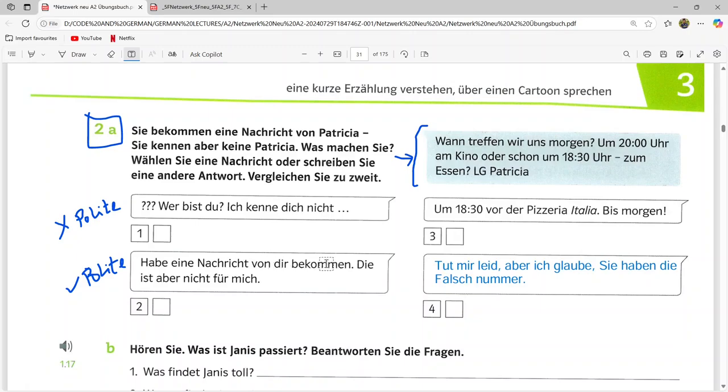I have received a message from you. But it is not for me. And if you don't want to be polite, then you can say, who are you? I don't know you. It's up to you. Okay, so it's up to you, but people don't usually accept. Unless you are too desperate to meet a girl, you can do this without knowing her, but people usually don't do it. Okay, so this one is done.